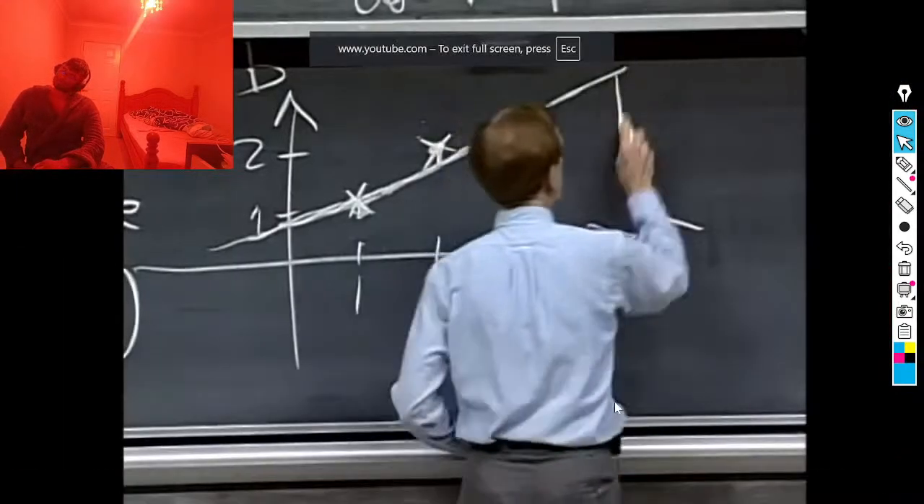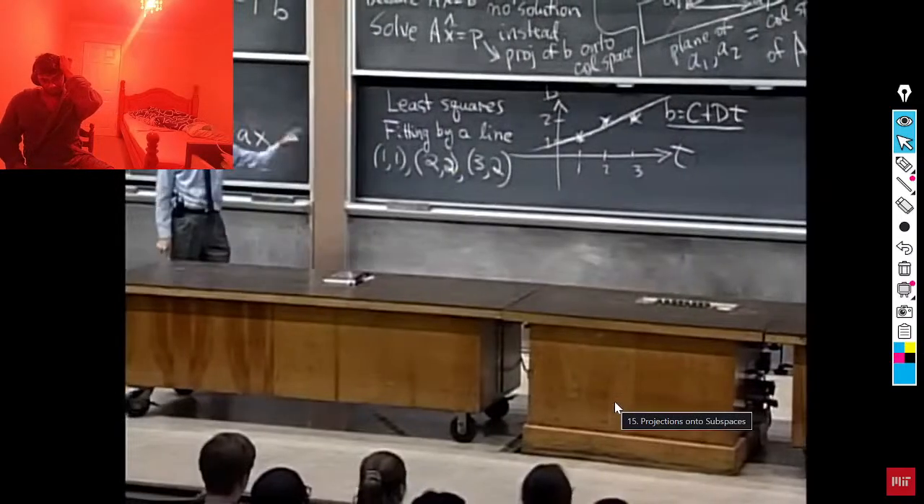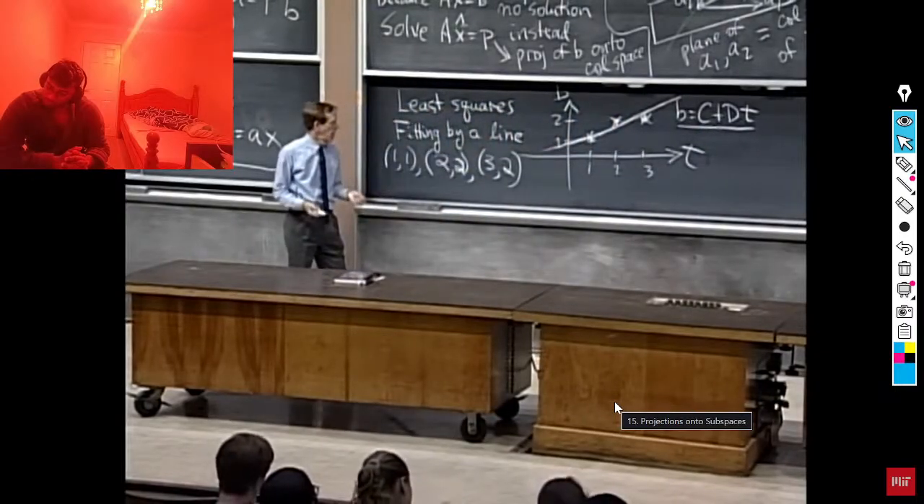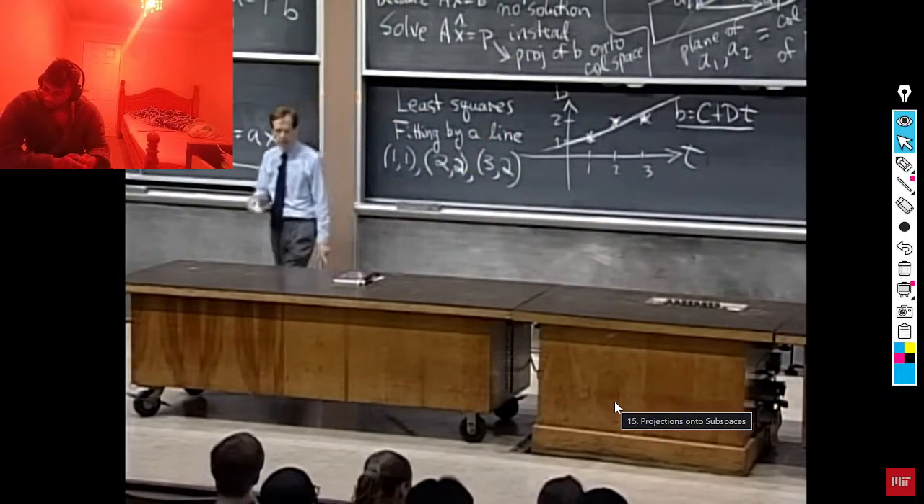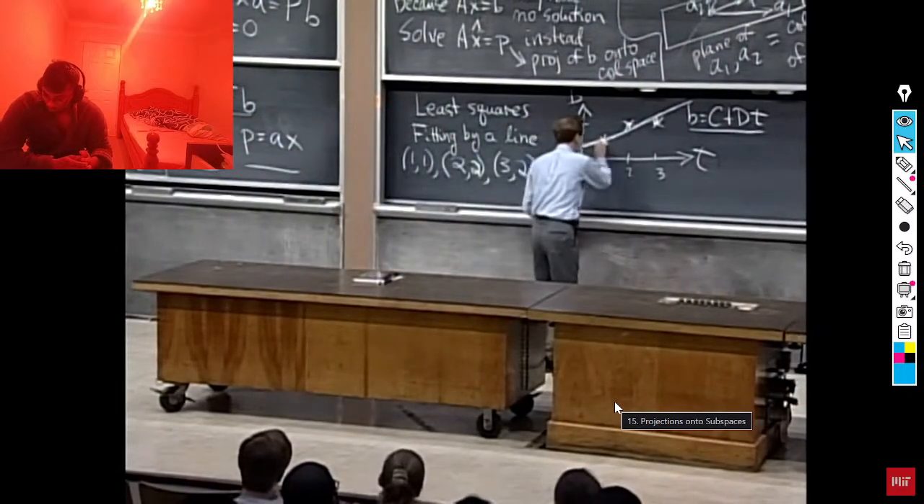I'm looking for this line, B is C plus DT. So this is in the homework that I sent out for today. Find the best line. So I'm looking for these numbers, C and D, that tell me the line, and I want them to be as close to going through those 3 points as I can get. I can't get exactly, so there's 3 equations to go through the 3 points.